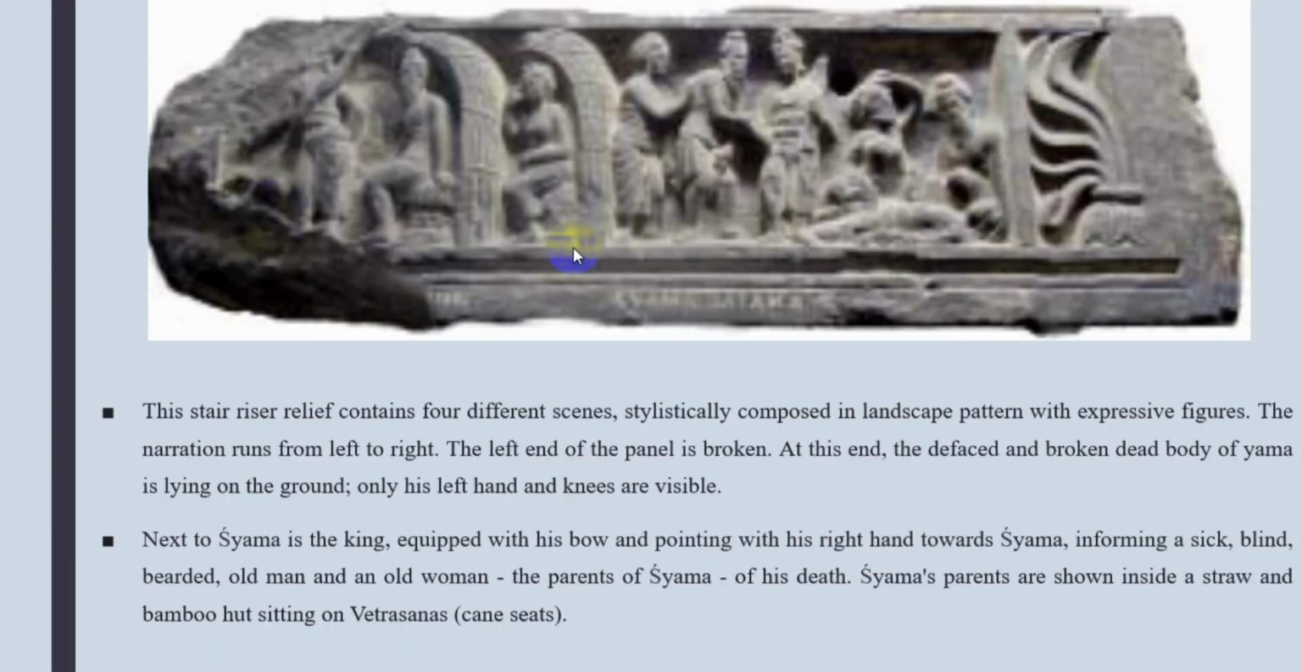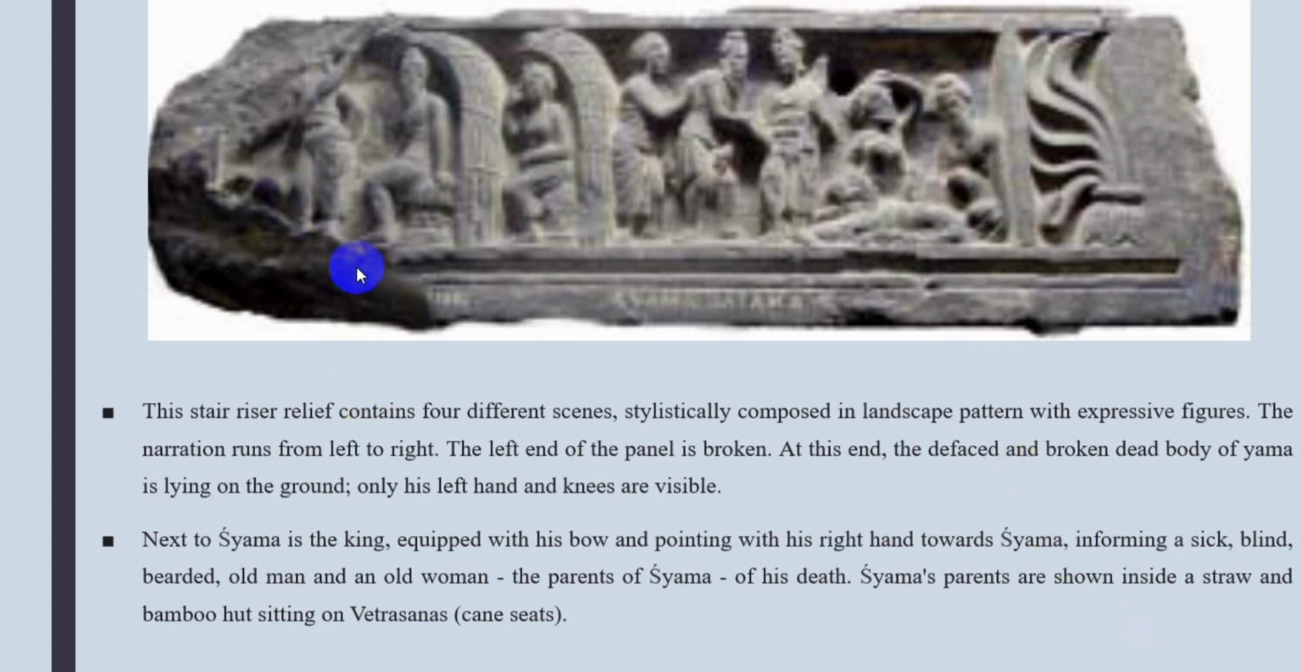And this is another panel, a stair riser relief, and it contains four scenes. Stylistically, these scenes are composed in a landscape pattern with expressive figures. The narration runs from left to right, and the left end of the panel is almost entirely broken. At this end, the defaced and broken dead body of Shiyama is lying on the ground. Only his feet, his left hand and knees are visible.